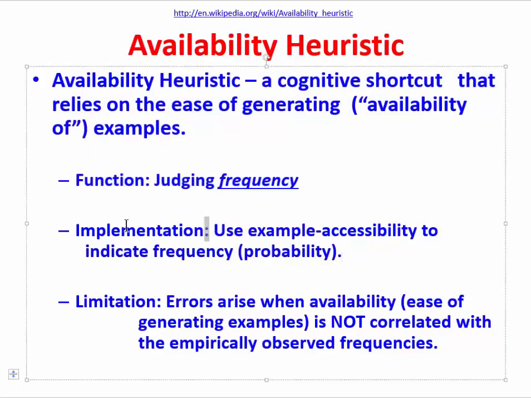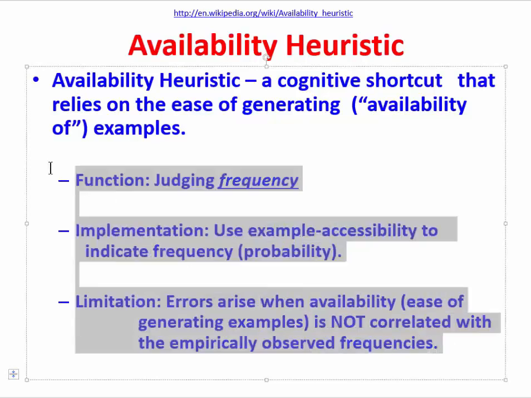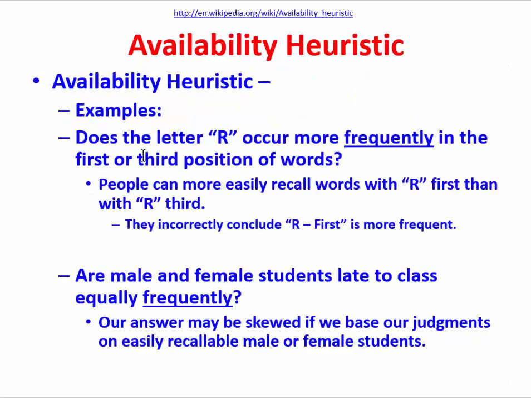On the implementation side, we can say that we use example accessibility to indicate frequency or probability. Of course, there are limitations associated with this heuristic, as there are with all heuristics. In this case, we can say specifically that errors tend to arise when availability, that's the ease of generating examples, is not correlated with the empirically observed frequencies. Okay, so some of you might be thinking, these are all very abstract ideas, we might benefit from an example or two. Okay, let's consider some examples of the availability heuristic.